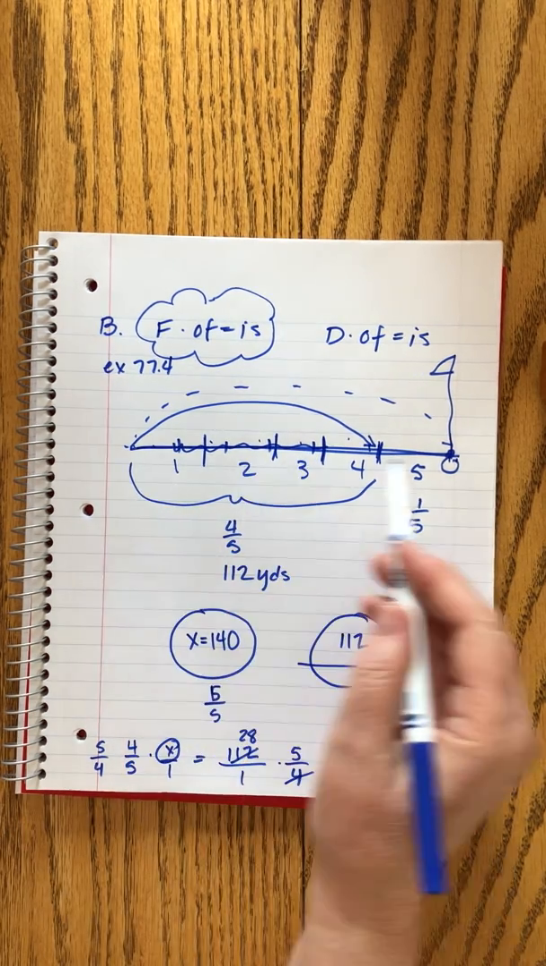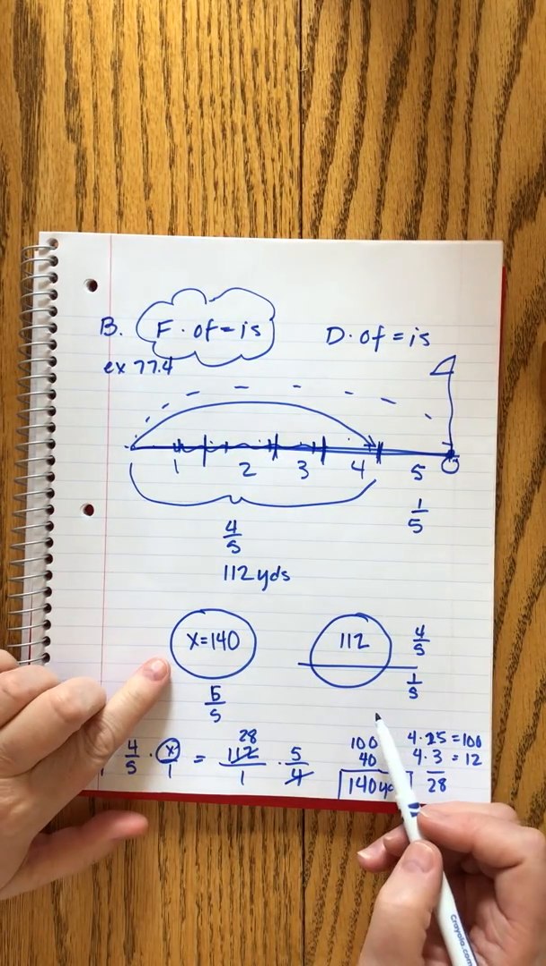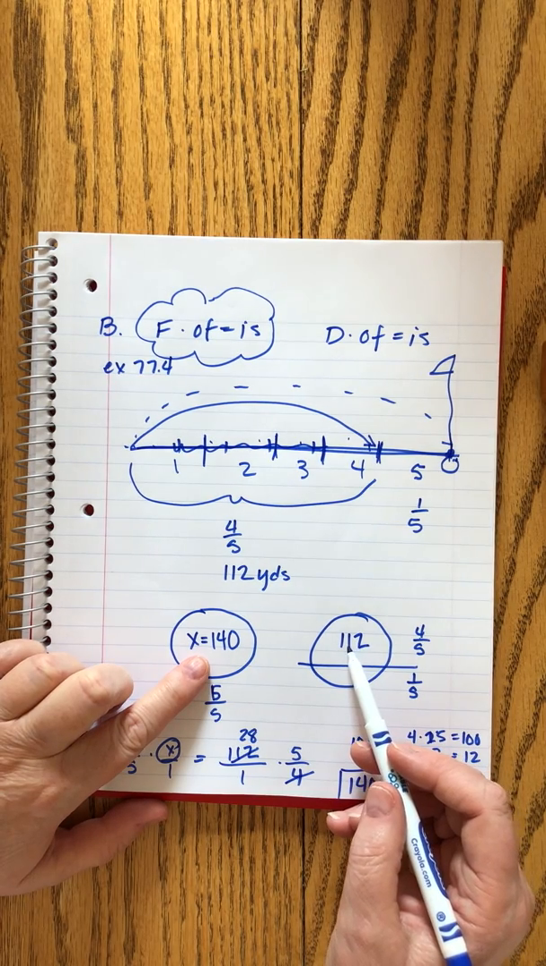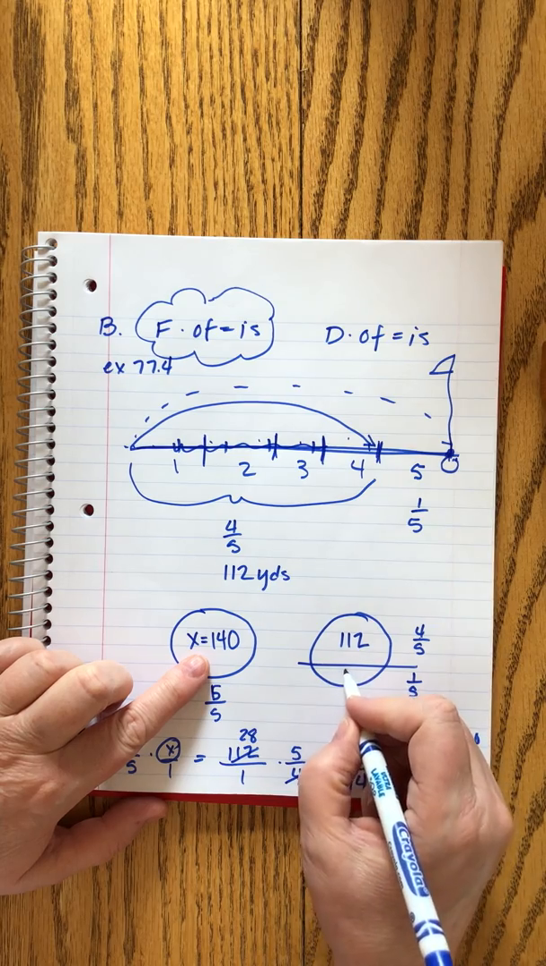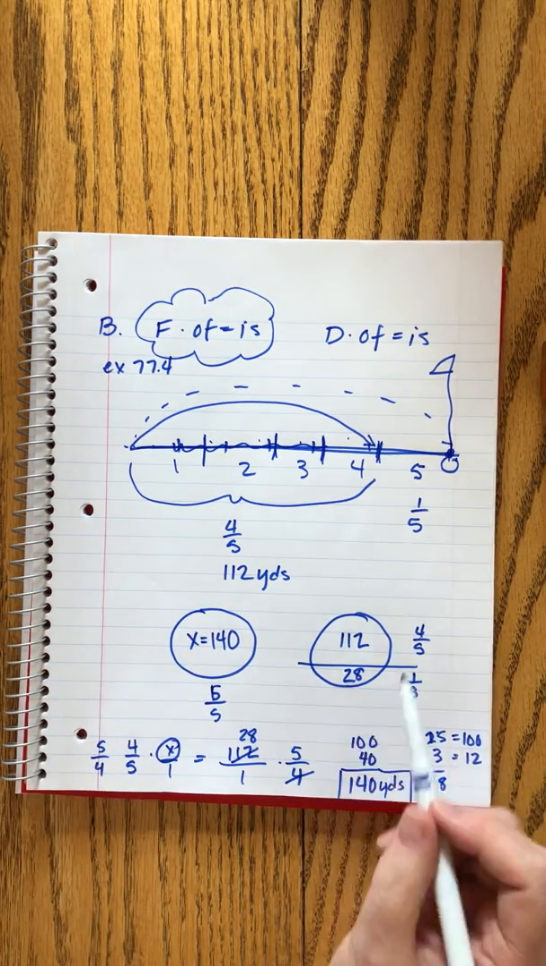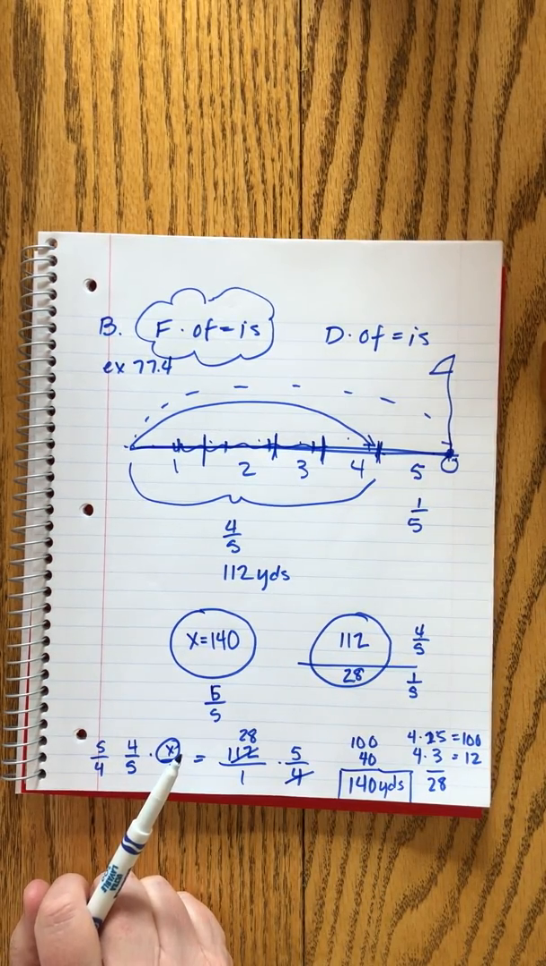That one's tricky because it's easy to visualize this way, but it's harder to visualize that way. And then we can also figure out that if that's 140, then this must be what? 28? Yeah, that adds up to 140. So that's how many yards she was short. It's 28. Okay.